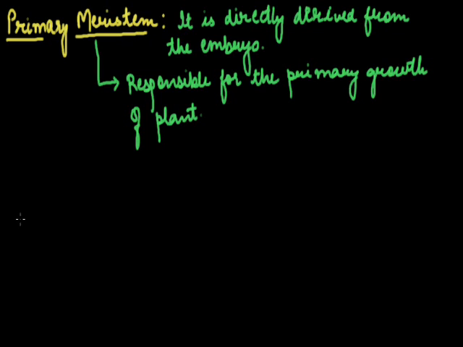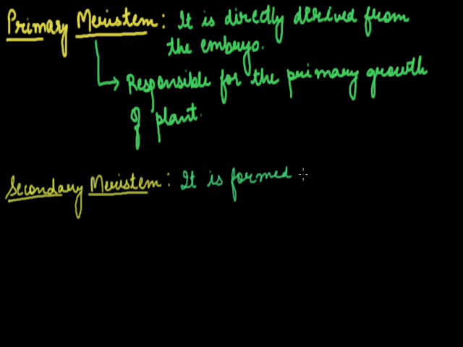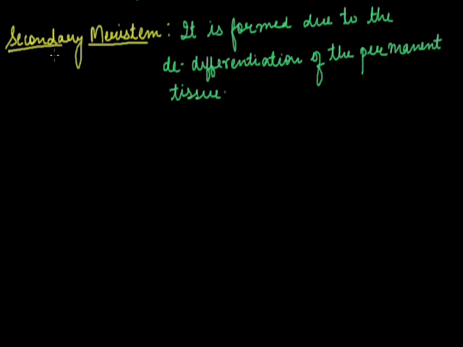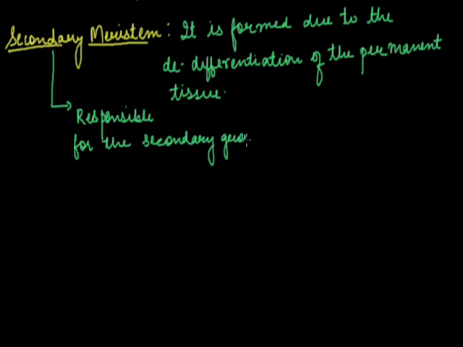Now coming on to the second type of meristem, that is the secondary meristem. Secondary meristem is the type of meristem which is formed due to the dedifferentiation of the permanent tissue, and this type of tissue is responsible for the secondary growth of the plant.